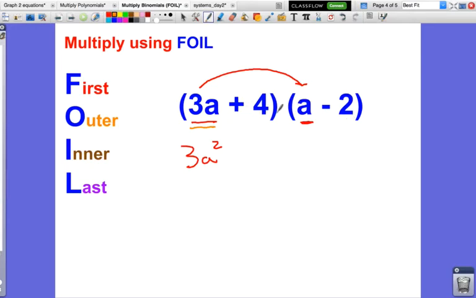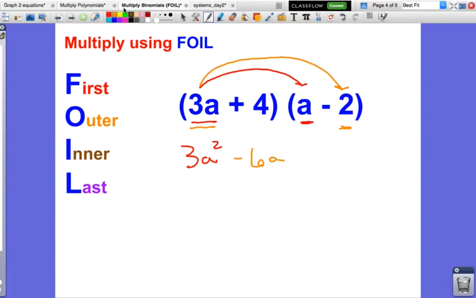They're close to each other. They're on the inside of the whole entire problem. And this would be a number that's on the outside of the problem. It's the last number. This is the first number. So now I'm going to multiply my outer numbers. 3a times negative 2. So 3 times negative 2 is negative 6. And then I still have the a.